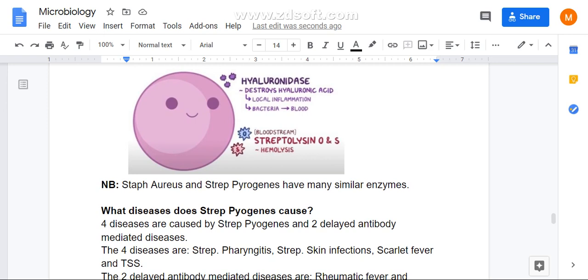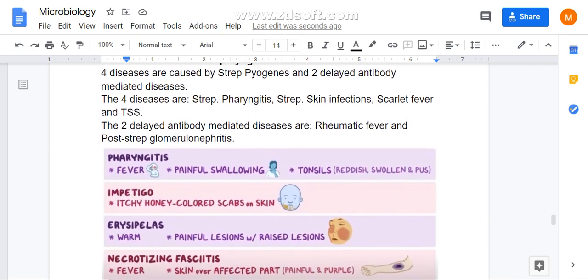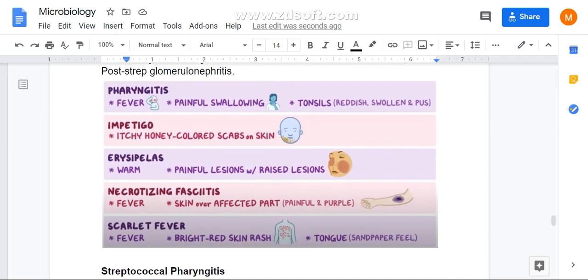So 4 diseases are caused by Strep pyogenes, and 2 delayed antibody-mediated diseases are caused by Strep pyogenes. So 6 diseases are caused by Strep pyogenes in total, right? So the 4 diseases are strep pharyngitis, which is like strep throat, streptococcal skin infections, scarlet fever, and toxic shock syndrome. And then 2 delayed antibody-mediated diseases are rheumatic fever and post-strep glomerulonephritis.